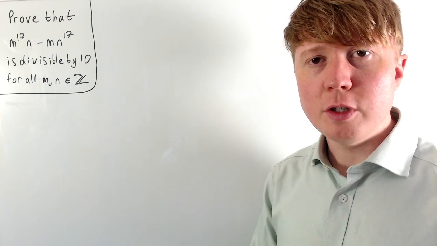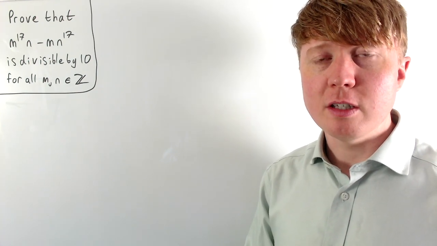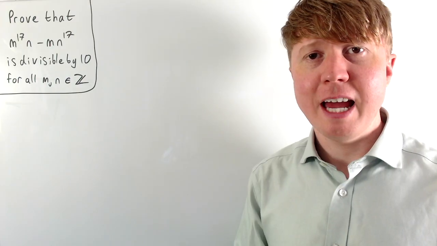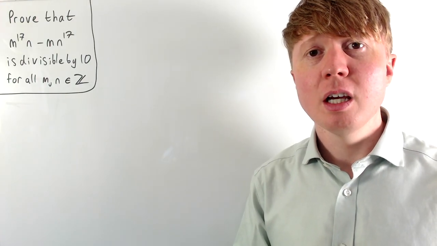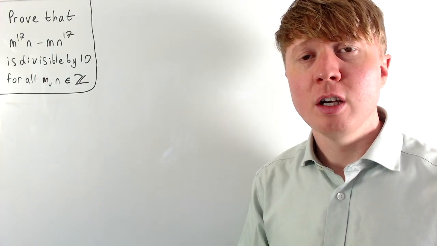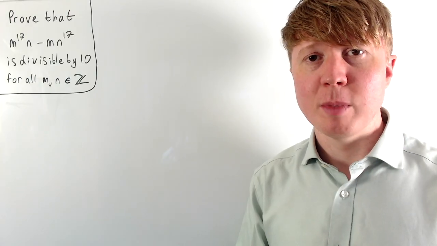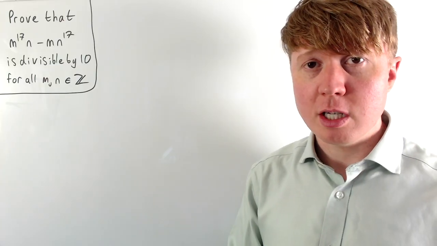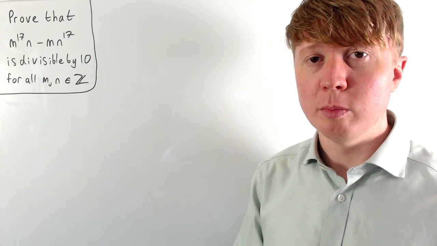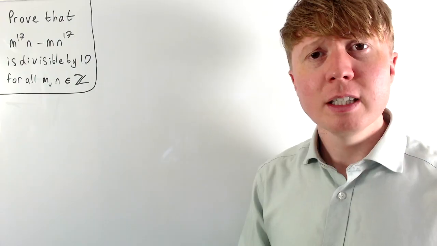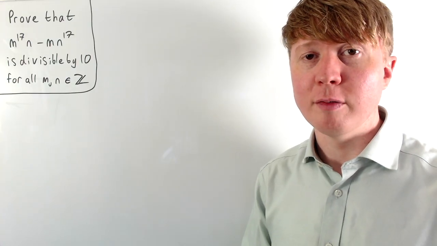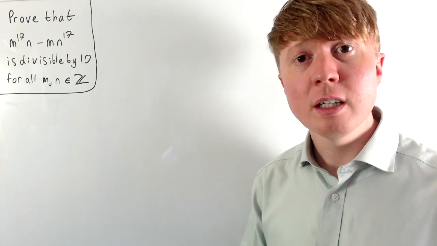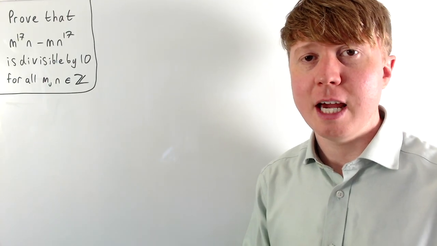Okay, so we're going to solve this problem where we need to show that m to the 17 times n minus m times n to the 17 is always divisible by 10, whichever integer values of m and n we have. And we'll prove this by splitting up into two different steps. First of all, we'll show that it's divisible by 2, that it's an even number, then secondly, we'll show that it's divisible by 5. So combining those two facts, this means that it must be divisible by 10.